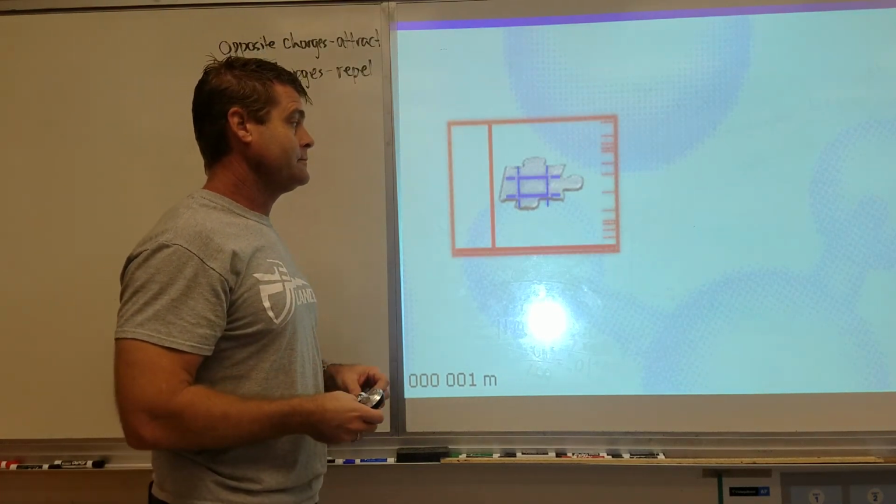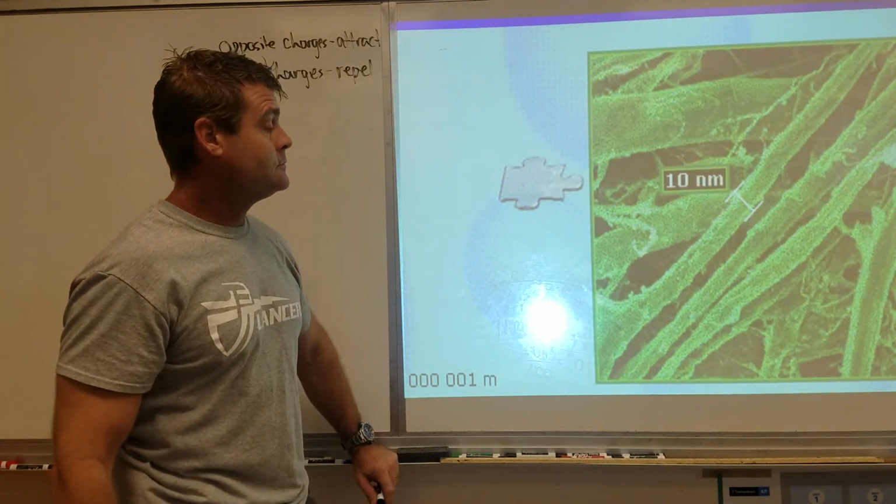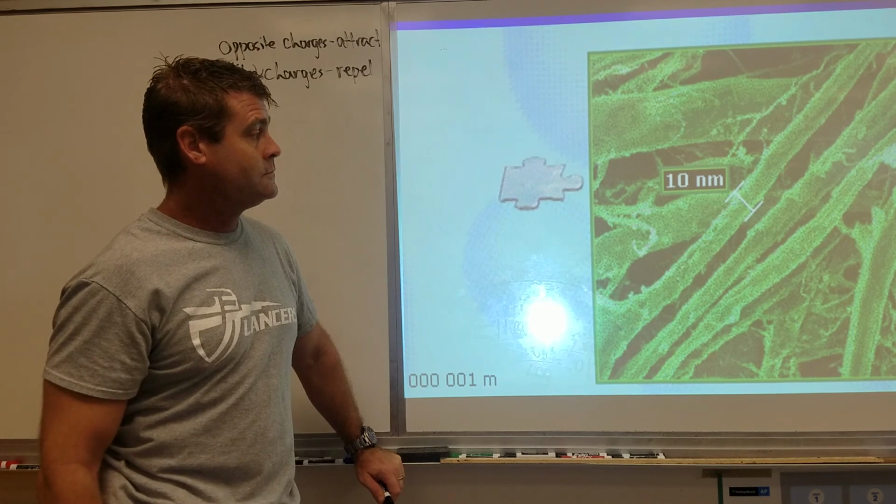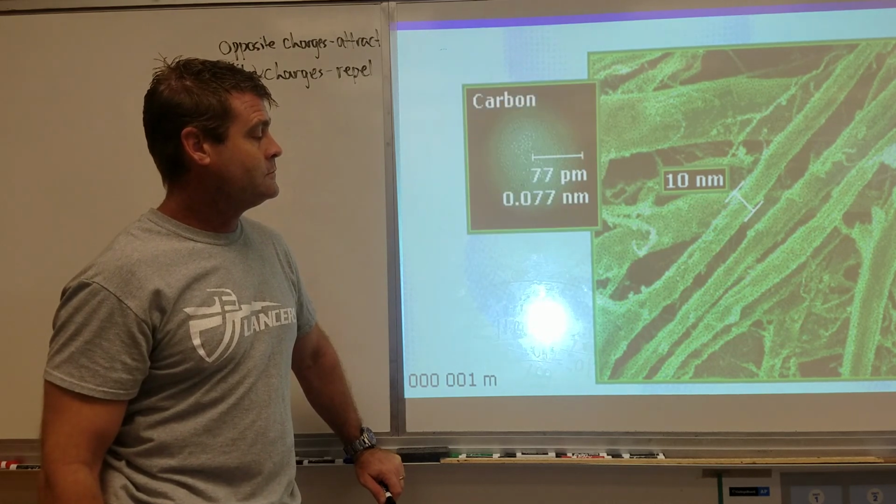The cellulose in the paper fiber of that piece is about 10 nanometers wide, while a carbon atom in the cellulose molecule has a radius of 77 picometers.